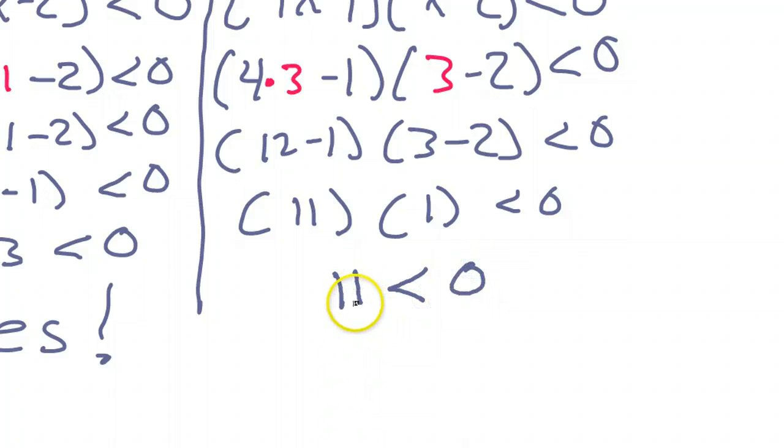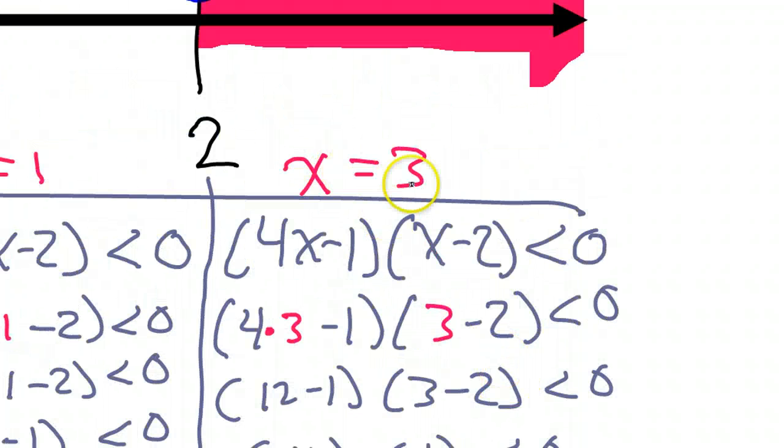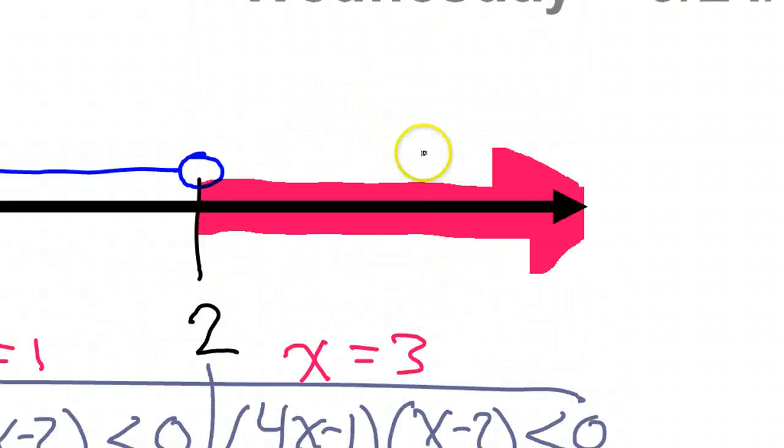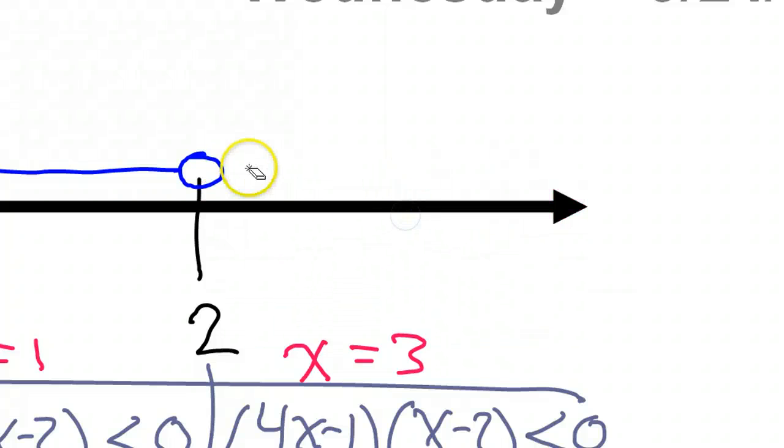Is 11 less than 0? No, 11 is not less than 0. That means that x equals 3 is not a solution. That means that none of the values in this zone are solutions. I will show that none of these values are solutions by leaving it blank.